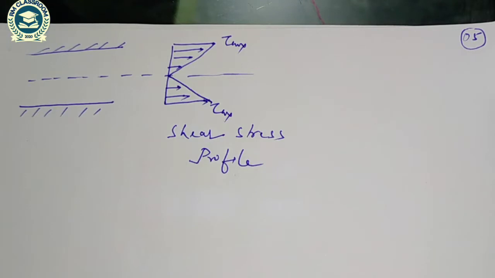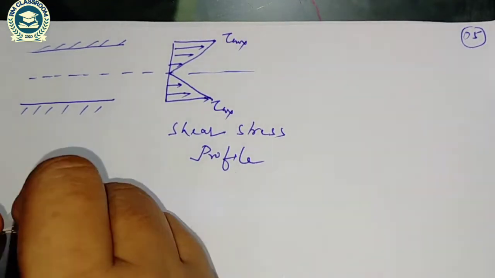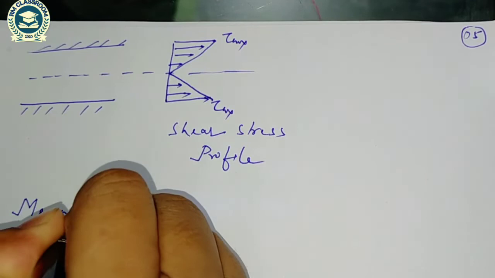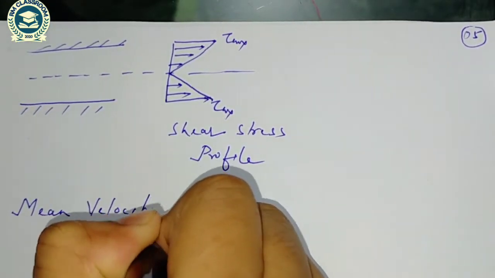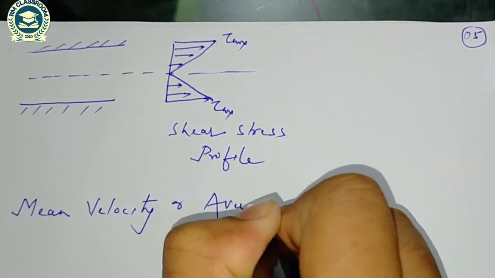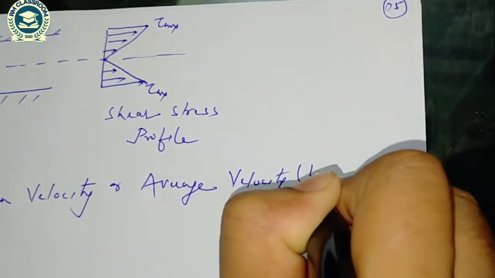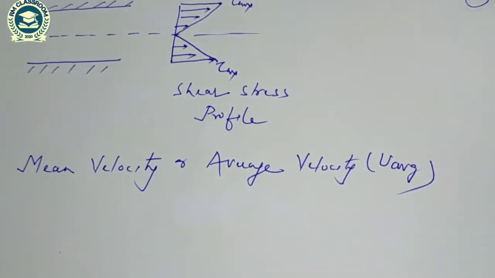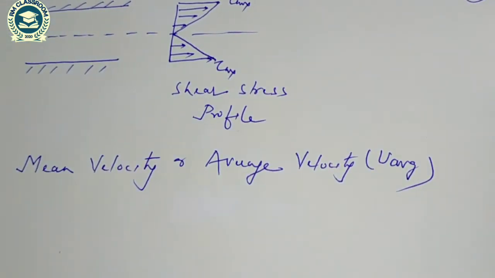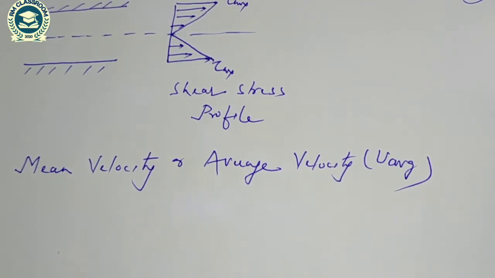After that, I am interested to compute the mean velocity or average velocity. So what is mean velocity? The mean velocity is that constant velocity at the section which is crossing the same mass flow rate as it is crossed by the actual velocity. That is known as mean velocity.